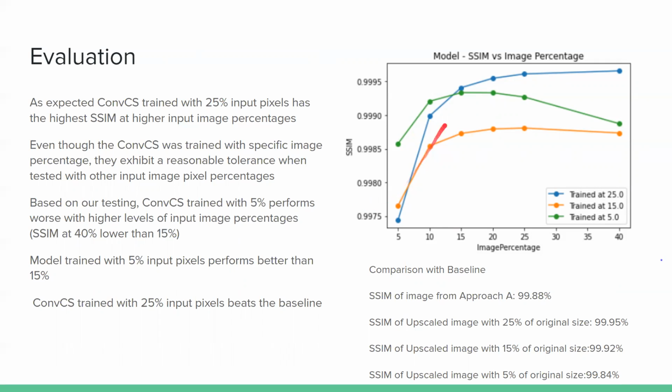The ConCS trained at 25% beats out the baseline. So now coming back to the baseline, we downsample the image to 25% and then upscale it. And then we compared the SSIM. So the SSIM for such images at 25% is 99.95, which is lower than the one which we achieved using ConCS net 25. We also did the same for 15 and 5. The SSIM of the image from approach A was only 99.88, which was worse than simply downsampling and upscaling.